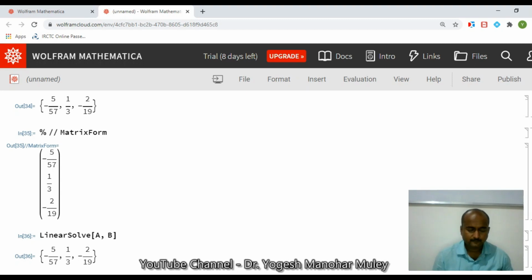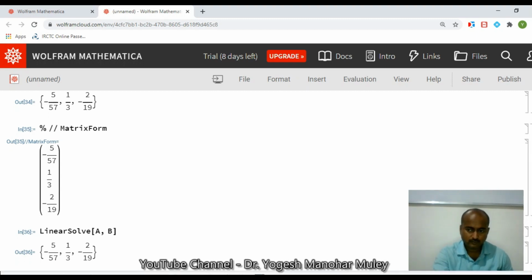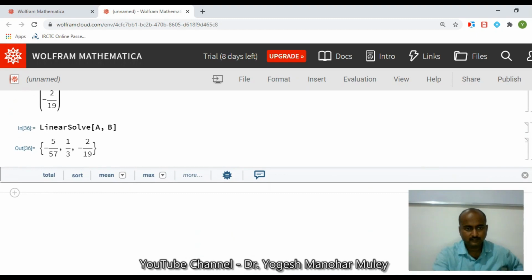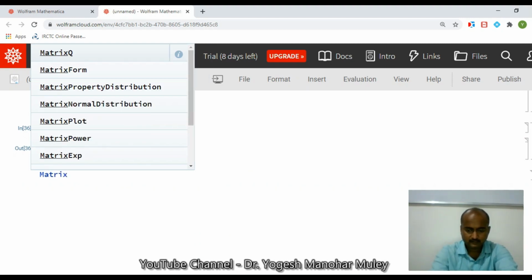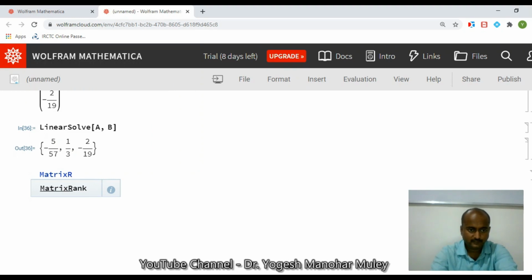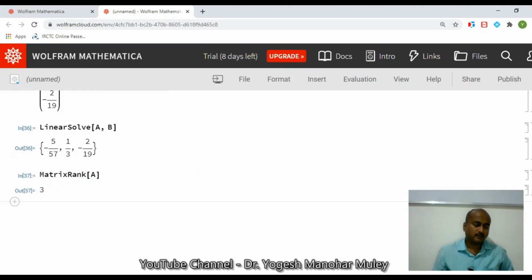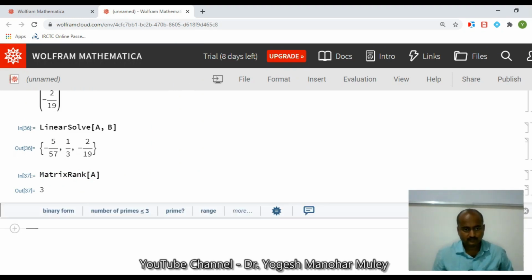So in this command we have to substitute values for A and B. This will give a direct solution, but the LinearSolve command will not give A inverse, so you can directly have the solution with LinearSolve. In the same manner we can find the matrix rank. This will give the rank of the matrix, the number of non-zero rows in that particular matrix, known as matrix rank.